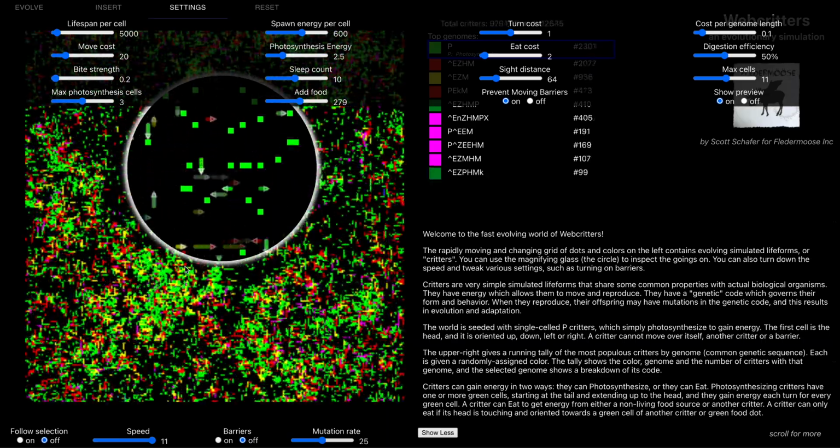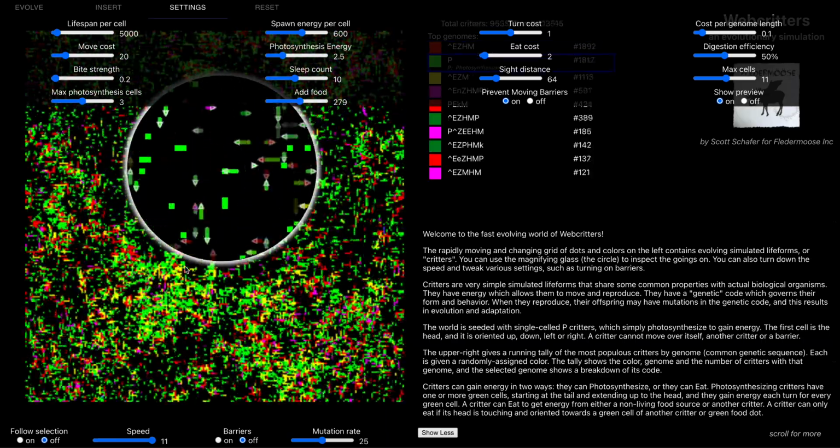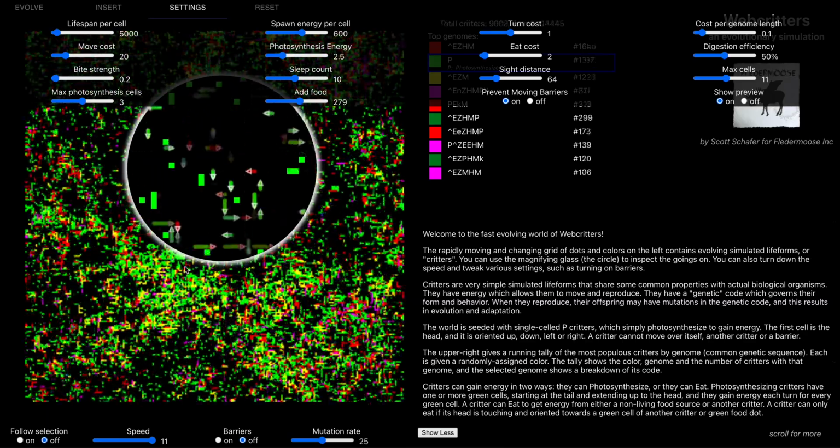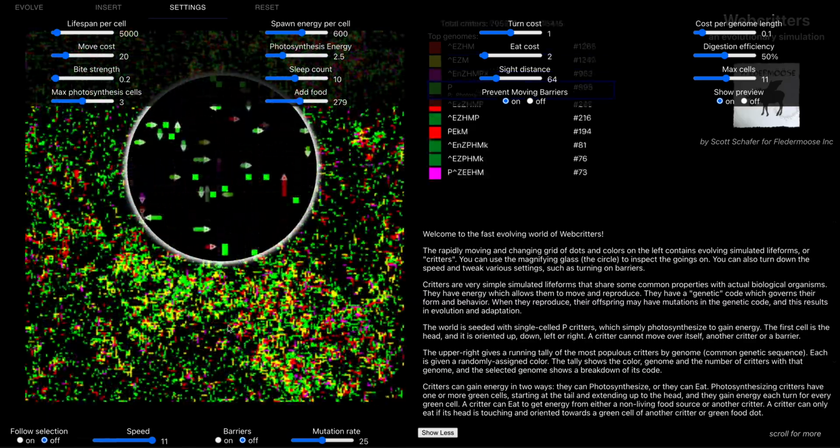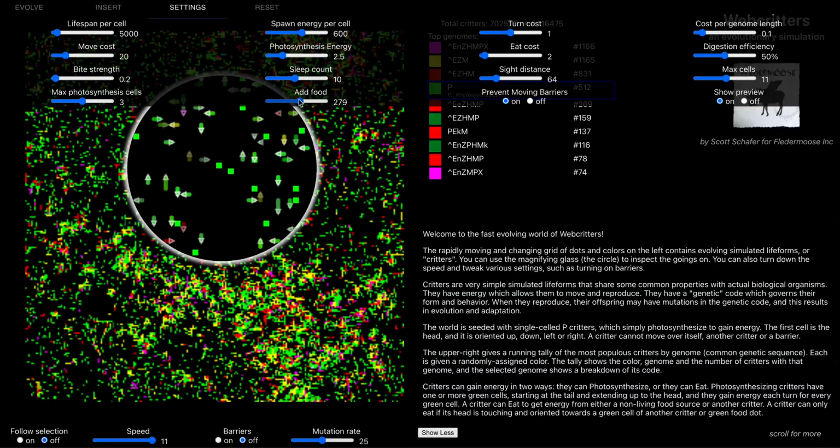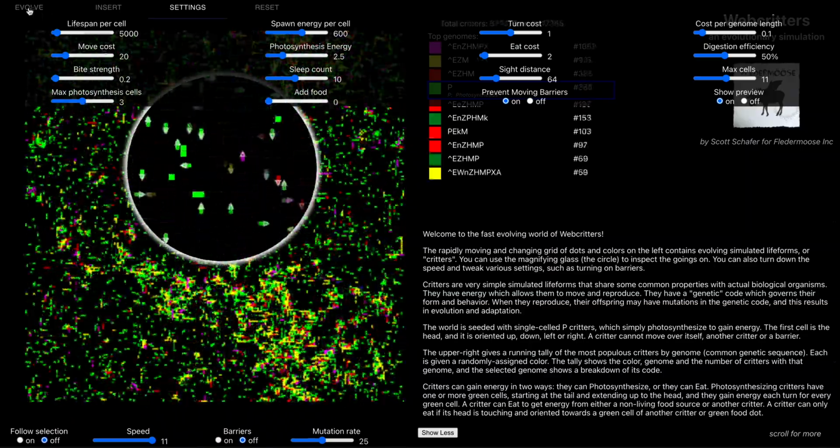As opposed to the round dots, they're just simply food dots. Any critter that eats will gain energy from them. So many things you can tweak here.